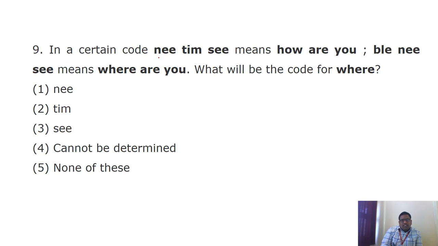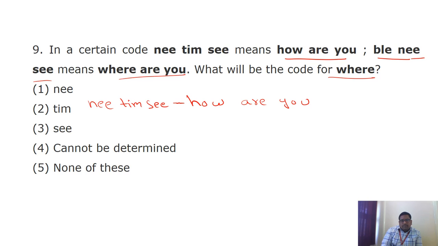So in a certain language, ni tim si means how are you. Bli ni si means where are you. What will be the code for where? It's easy. How are you? Which means ni tim si.